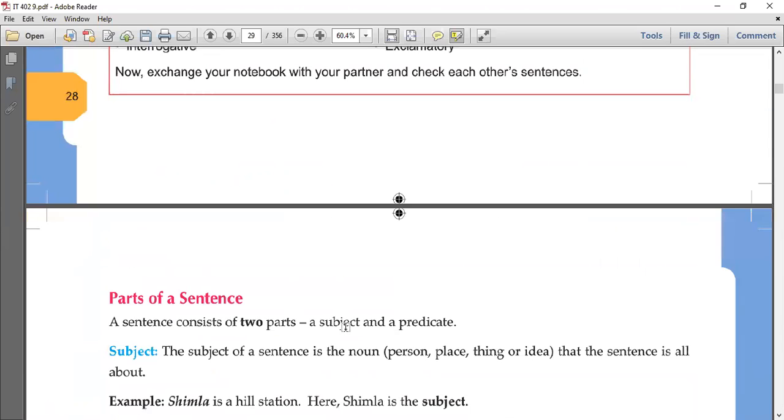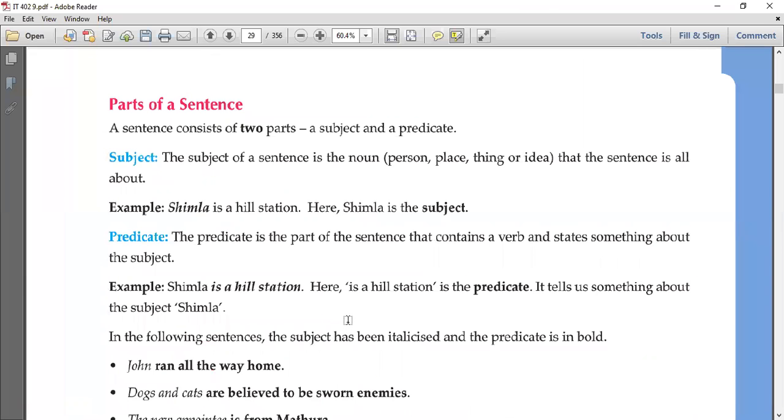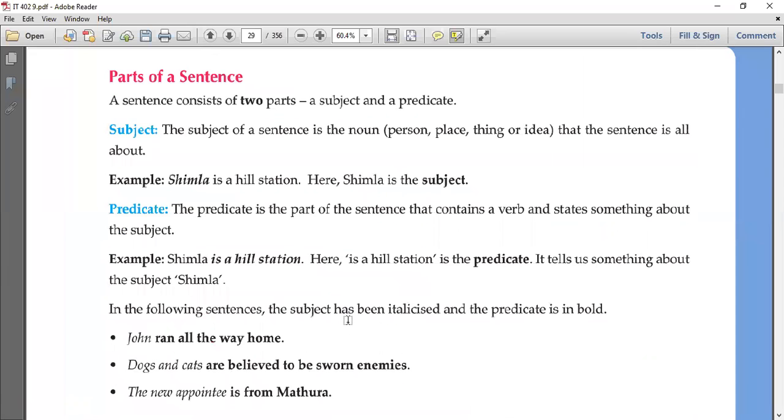ठीक है, तो ये तो हो गए आपके sentences की types. Then we'll talk about parts of the sentence. Every sentence is divided into two parts: subject and predicate. The subject in the sentence is the noun that the sentence is all about. So the action doer, the person who is doing the action, is called the subject. It can be a person, place, animal, thing, or idea, right?